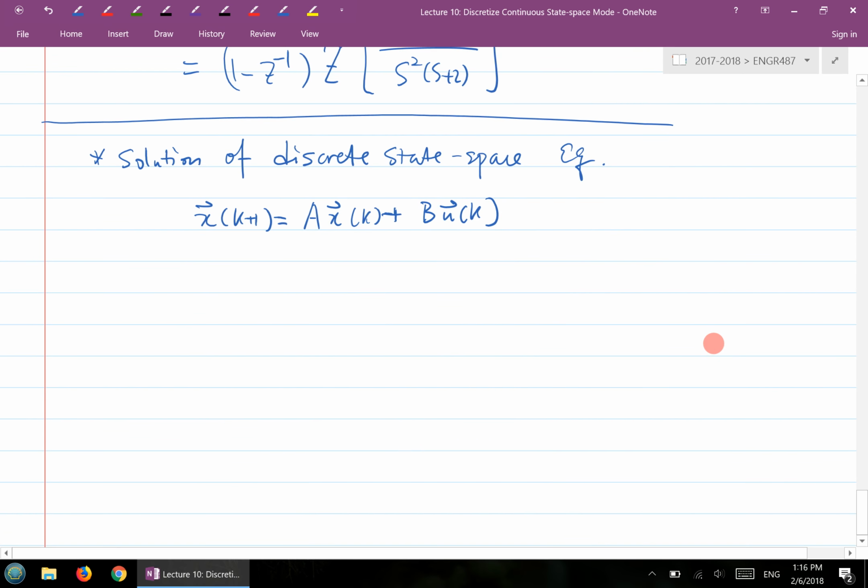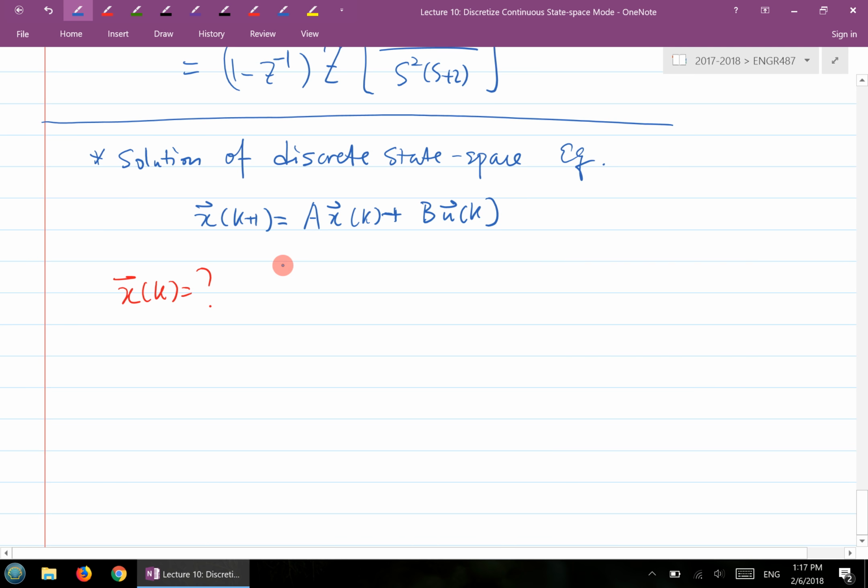Okay, so suppose now we have this system. So the solution, basically what we're saying is, what does x of k equal to? That's the solution we're talking about here. This is the difference equation. It's the counterpart of the differential equation. With the differential equation, you get the solution for x of t. Here you get a solution for x of k. So how do we solve this one here, right?